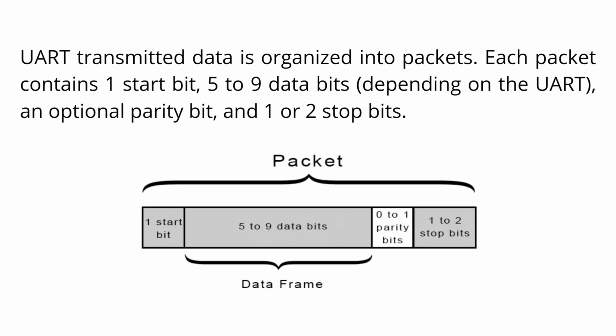UART transmitted data is organized into packets. Each packet contains one start bit, 5 to 9 data bits depending on the UART, an optional parity bit and 1 or 2 stop bits. This image represents the data packet. Let's discuss the data packet one by one clearly.